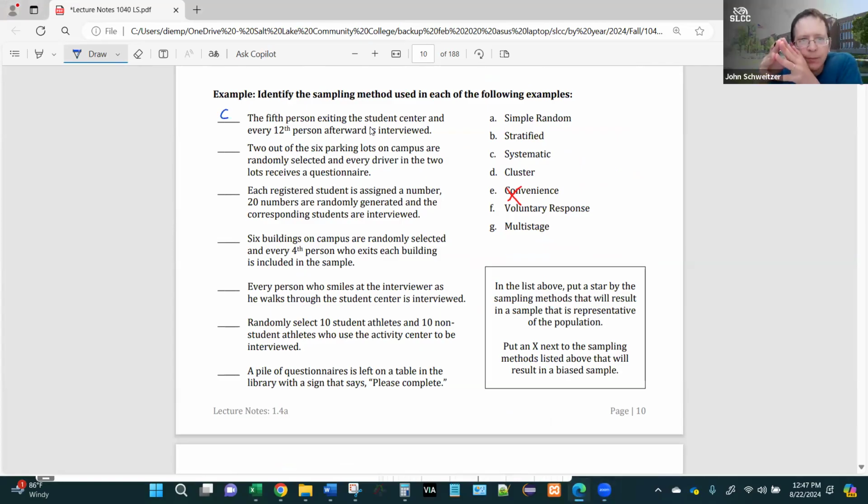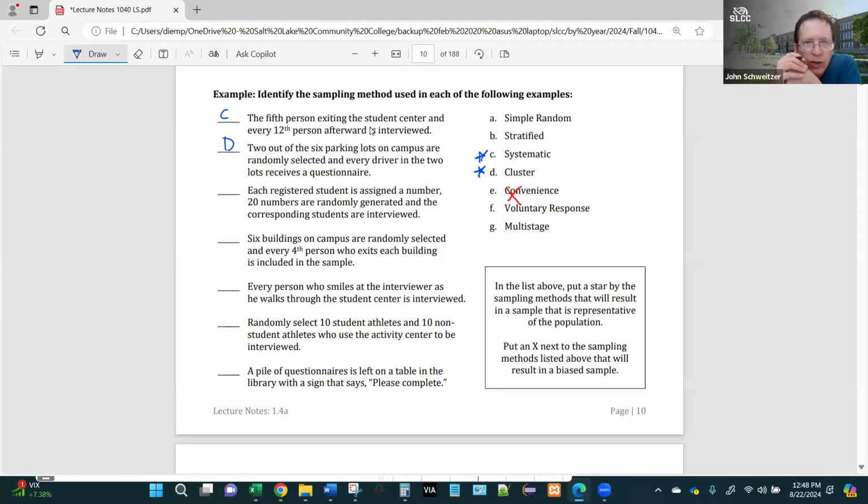Good. So you randomly select a starting point, and then you've got people in a row, either physically lined up in a row or like names on a list. Okay, then 2 out of the 6 parking lots on campus are randomly selected, and every driver in the 2 lots receives a questionnaire. Anybody get this one? D. Good. So systematic is good. Cluster is good. We'll put stars next to those.